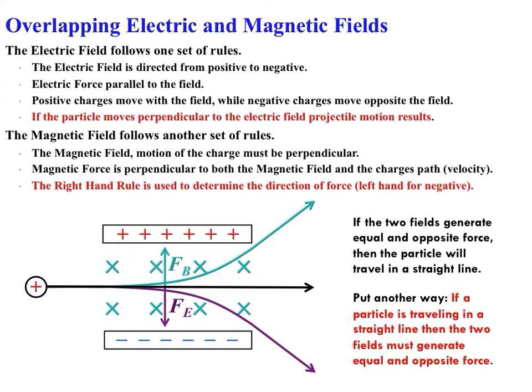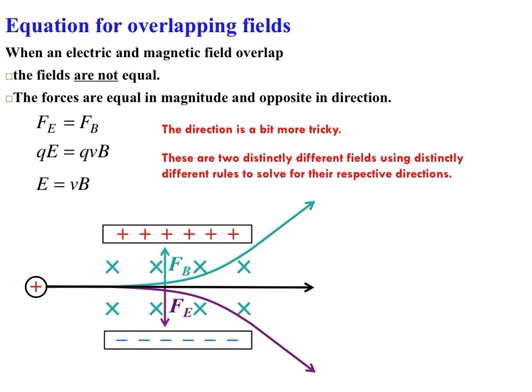But what's happening is both of these fields are actually interacting. If both of these fields are acting on it, then both of these forces are acting on it. And if both of these forces are equal in magnitude, then my forces are going to cancel out, and my object's going to move at a constant speed right through both of these electric and magnetic fields. So again, the most important thing to take away from this is that my fields are not equal.